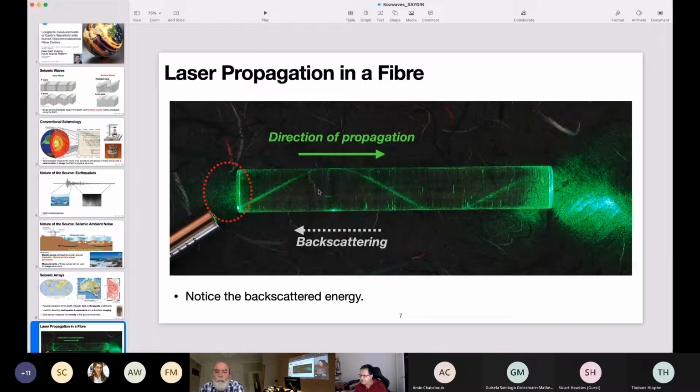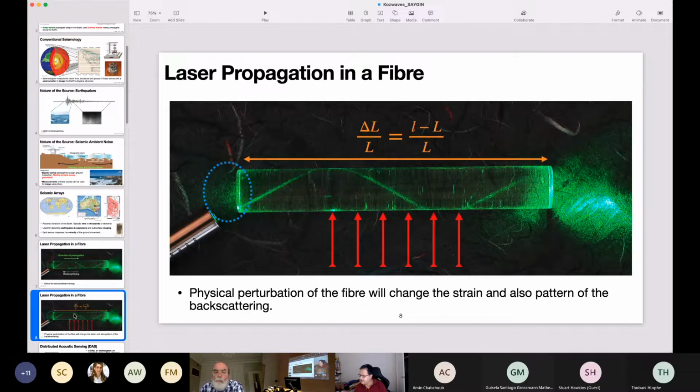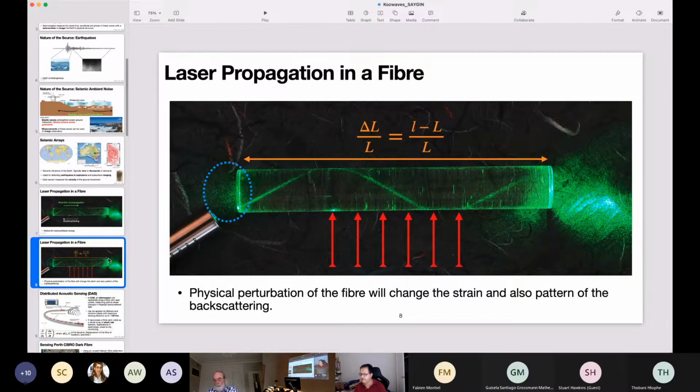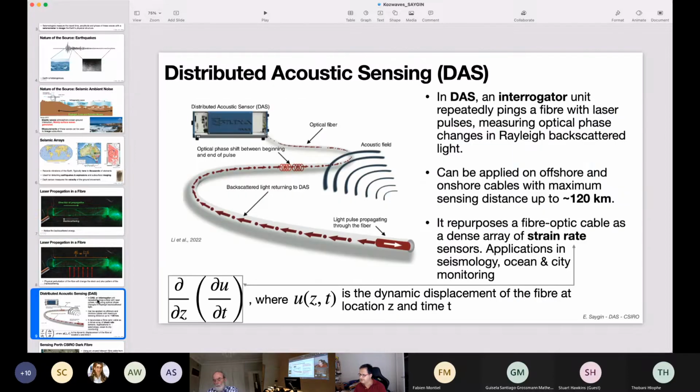Now, at the same time, if there is some kind of perturbation, then we will see that at the location of that perturbation, the measurement will be different, and then with some clever measurement methods, we can translate that to strain rates. And that's the whole idea behind using distributed acoustic sensing, which I will be talking about in the next slides.